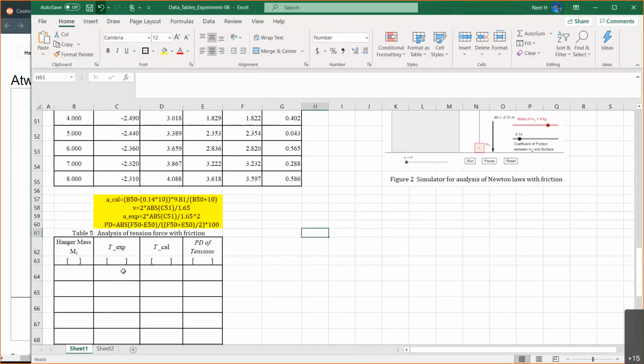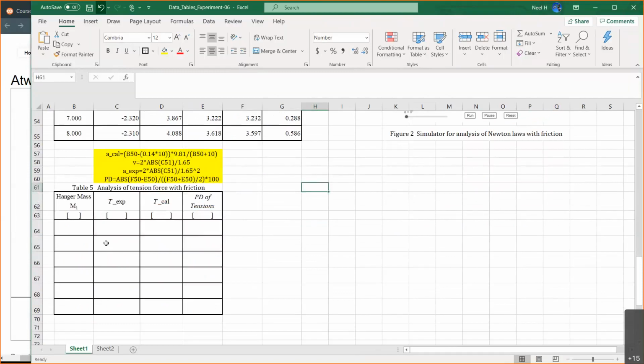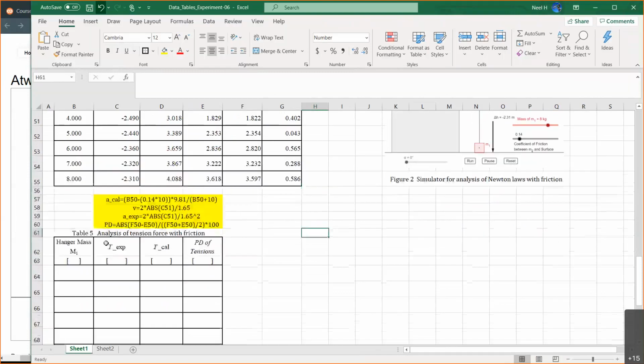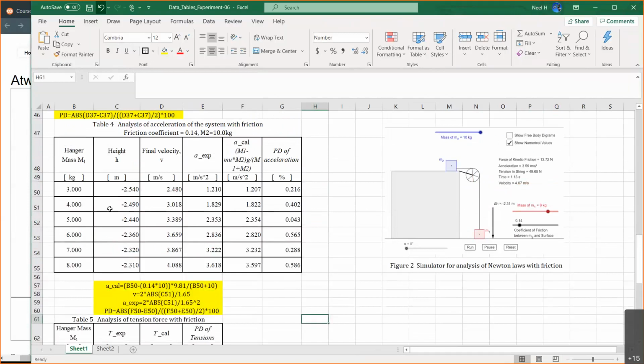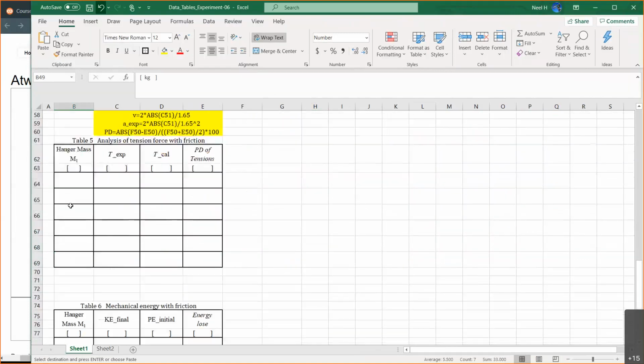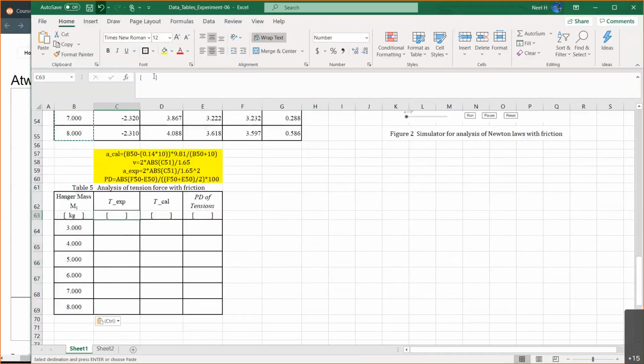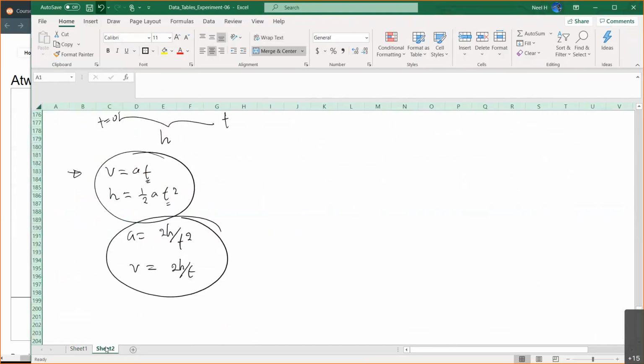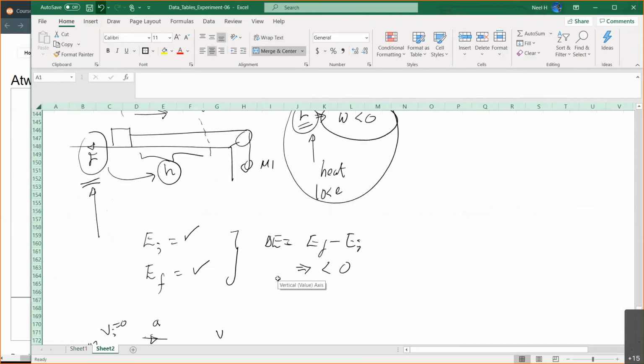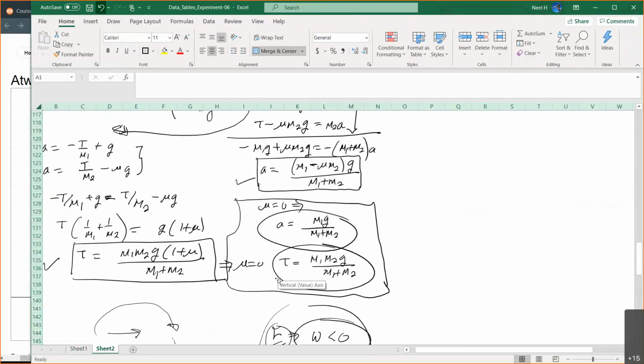Now the second graph, what we're going to do, we're going to analyze the force of tension, right? With friction now. So let's do that. So the mass M1 is the same. You can copy and paste. And then the tension force experimental is going to be in units of Newton that I can do now. Actually, we have to take a look at how those are actually changing. Now these are the equations, right?